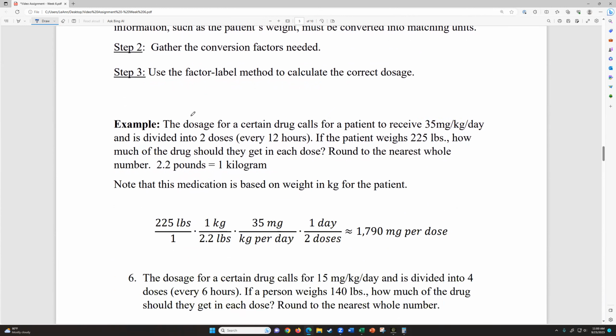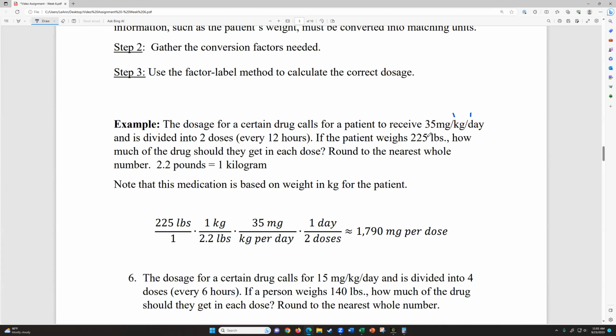So I have one completely worked out that we're going to read through. It says the dosage for a certain drug calls for a patient to receive 35 milligrams. This is per 1 kilogram per 1 day. That's how you read that, which we're going to divide that amount into 2 doses, which means every 12 hours. So this is for the whole day. We're going to have to split our answer in half by the end because we want to make sure we give them the right amount per dose.